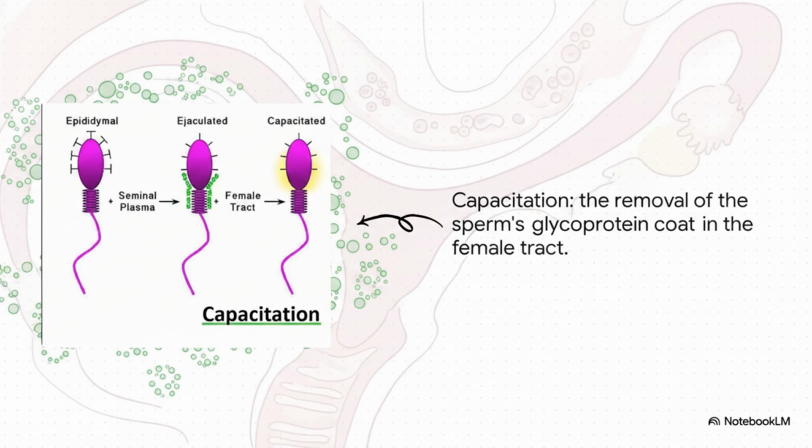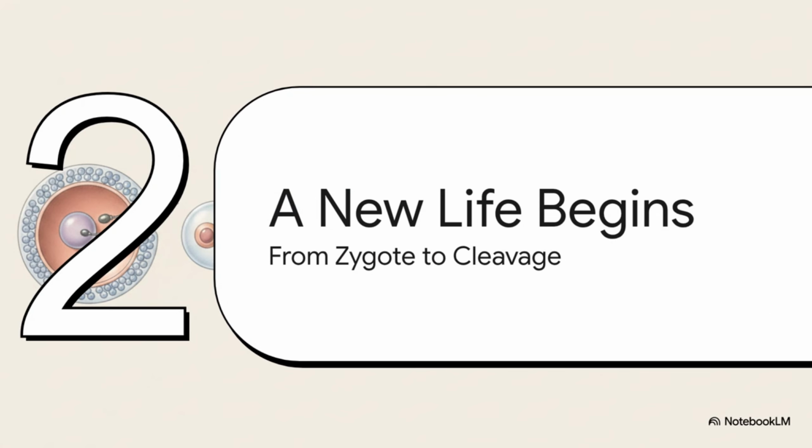And this diagram shows that transformation perfectly. On the left, that's the sperm as it arrives with its protective coat on, but after interacting with the female tract, that coat is gone. And on the right, you have a fully capacitated sperm. It's fertile and ready for the next step. So, once a single, capacitated sperm makes it all the way through and penetrates the oocyte, a whole cascade of irreversible changes begins. This is really the true start of a new individual.